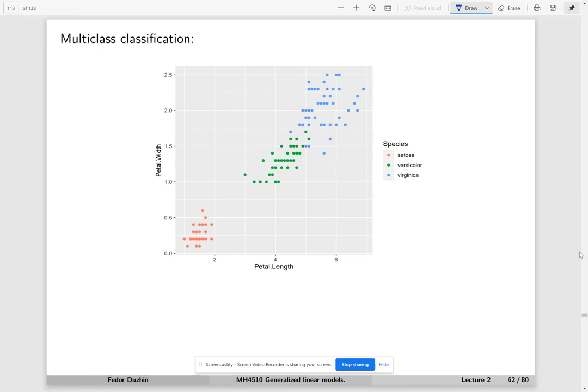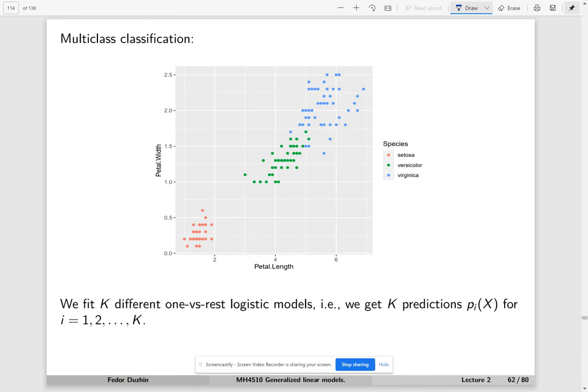Sometimes we need multi-class classification. By the book, logistic regression is only designed for binary classification, right? So what if we have several classes, like 3? We want to separate them by some kind of straight lines. The idea is that we just fit k different one versus rest logistic models, right?